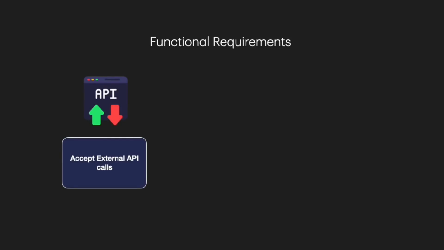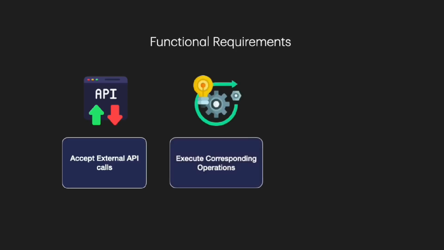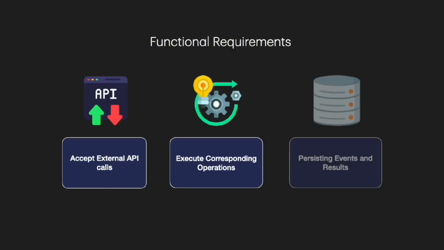First, the service must accept external API calls, allowing it to receive events like a payment being processed or an order being shipped. Next, it needs to execute the corresponding operations for each event. For example, if a payment is successful, the service should update the order status in the database. Finally, it must persist both the original event data and the results of the operations for future reference. This is crucial for tracking, auditing, and debugging.